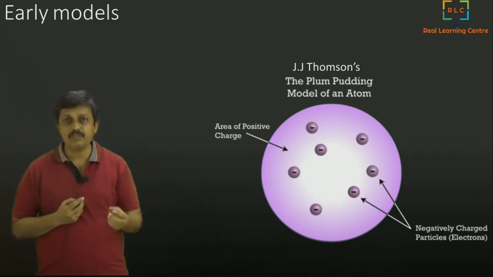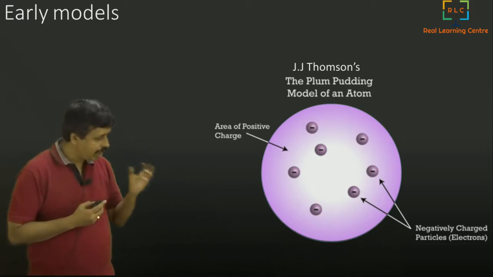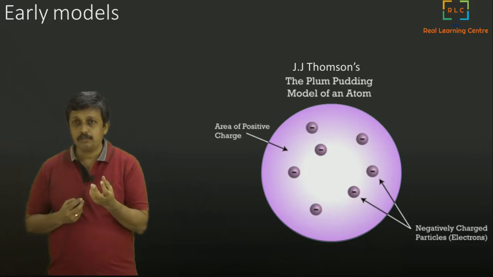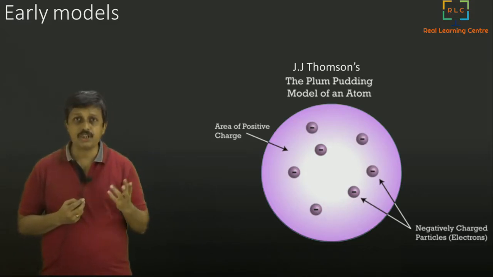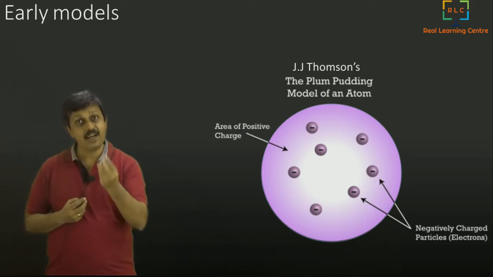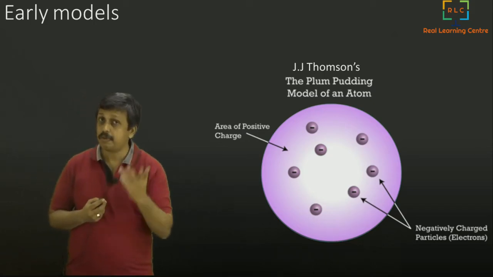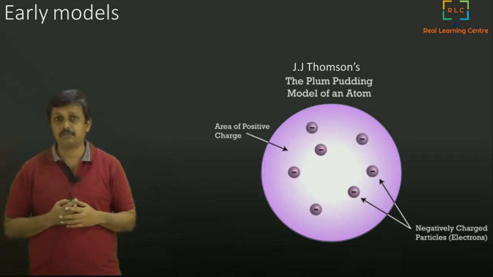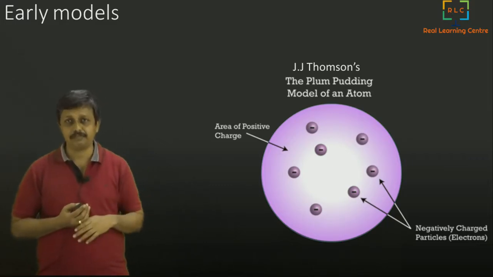Because we know that atoms are electrically neutral, in the sense that any atom will not have any effective charge. But electrons which are in an atom are electrically charged, and they are negatively charged. So how is an atom neutral when you have negatively charged particles inside it? He came with a theory that inside there are also positively charged particles, positive charge inside the atom.